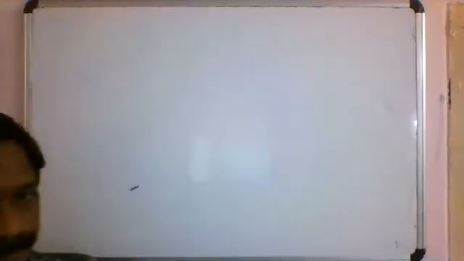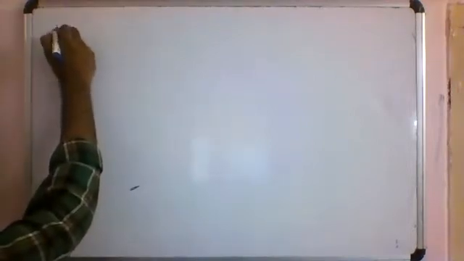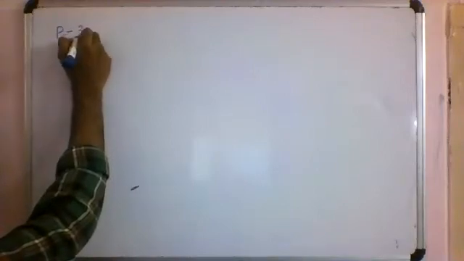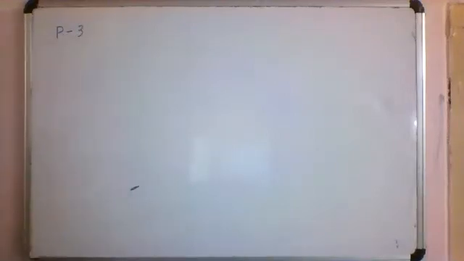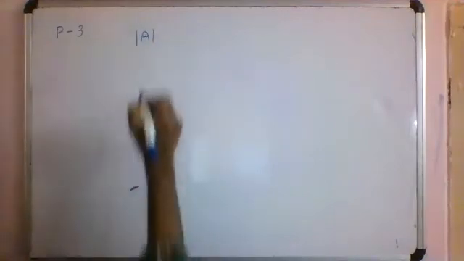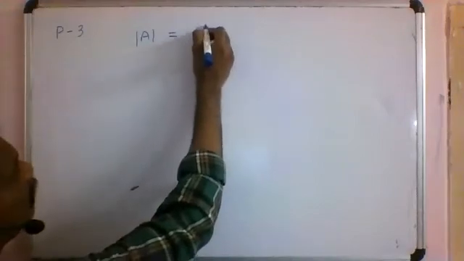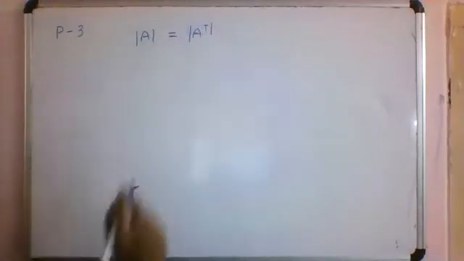Now see the remaining properties. Property 3: the determinant of a square matrix is equal to the determinant of its transpose.